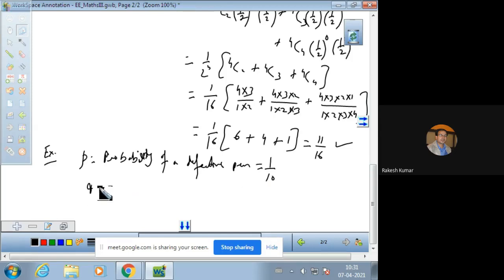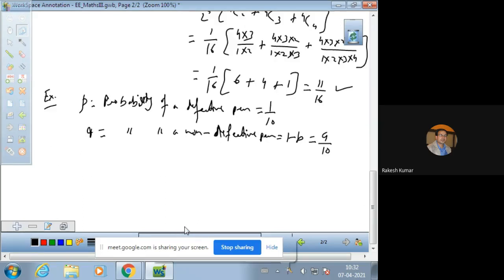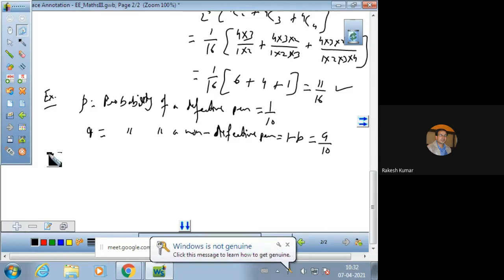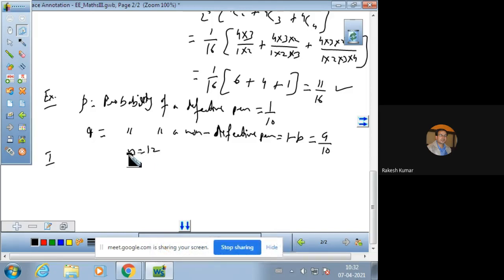And clearly the probability of a non-defective pen is always 1 minus p, and that comes out to be 9 by 10. Now what they are saying, if 12 such pens are manufactured, then find, the first part is exactly 2 will be defective. Exactly 2 pens will be defective. This we have to find out.